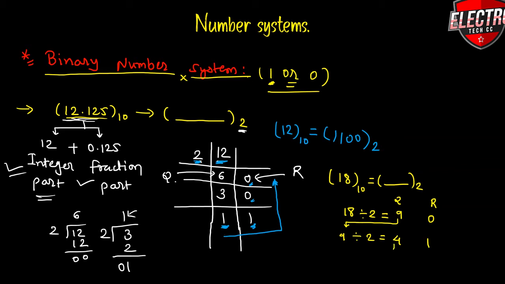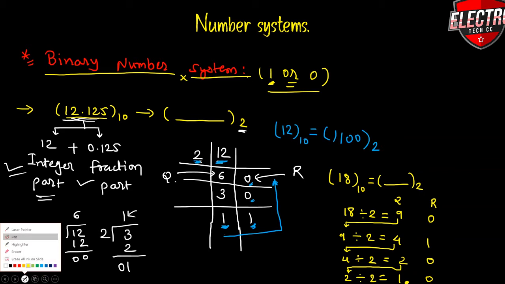If I again divide 4 by 2, then I get quotient 2 and remainder equal to 0. If I divide this 2 again by 2, then I get answer 0. You have to divide until you get answer 0, and the remainder is 0.